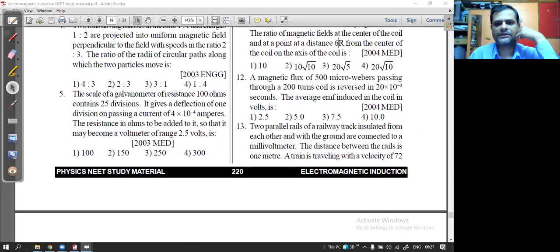Okay, ये 12th वाला भी बहुत इजी है, तुम खुद से कर सकते हो. देखो, a magnetic field of 500 microweber passing through the 200 turns coil is reversed in 20 milliseconds. The average EMF induced in the coil is, again the same thing, flux reverse हो गया मतलब change in flux double हो गया. ठीक है, so just find out the initial flux and just double it and just take it as a change in flux and just divide it by the time in seconds and then get the induced EMF in it.